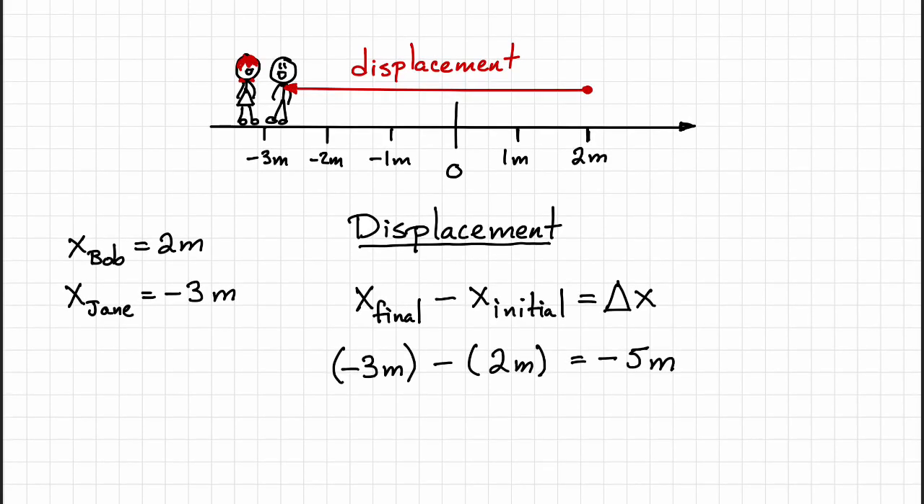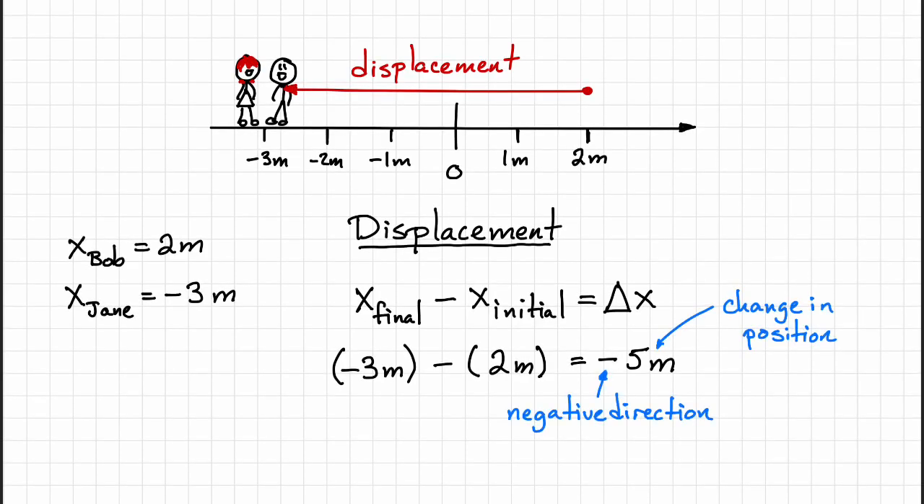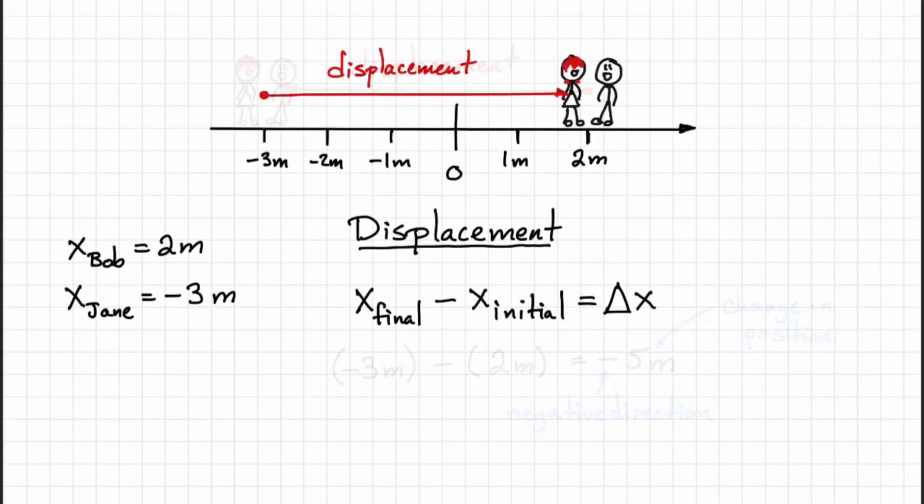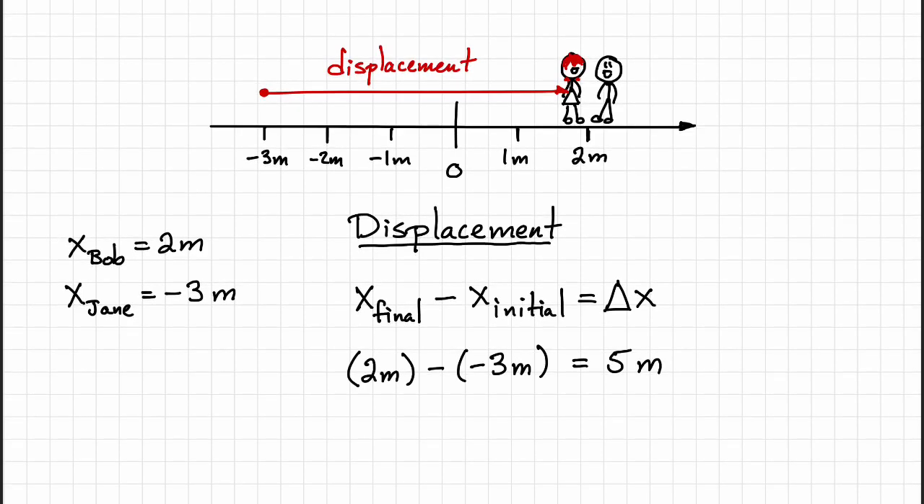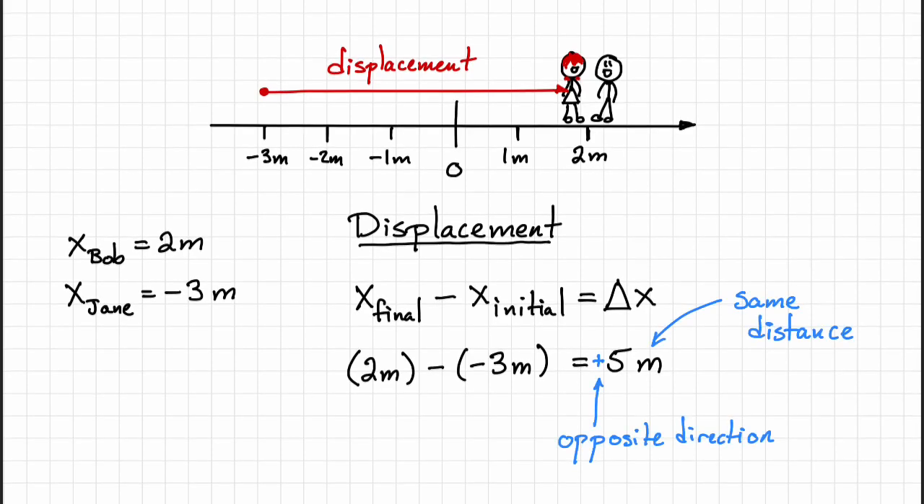If we put the numbers in, we see Bob has a displacement of negative 5 meters. The negative sign represents the direction that Bob moved, and the 5 meters represents how far Bob moved. If Jane instead moves to where Bob was initially standing, her displacement is positive 5 meters. She moves the same distance, but in the opposite direction.